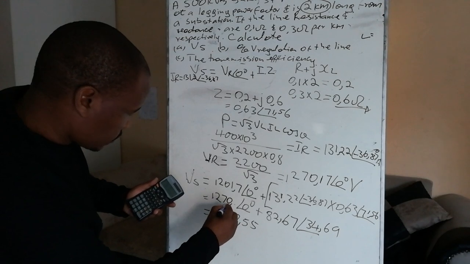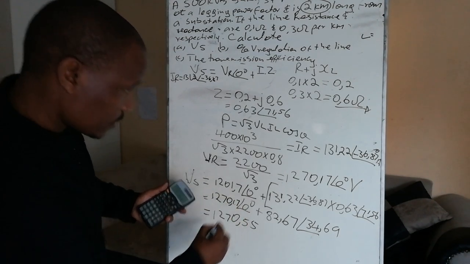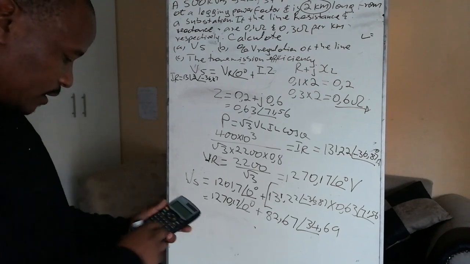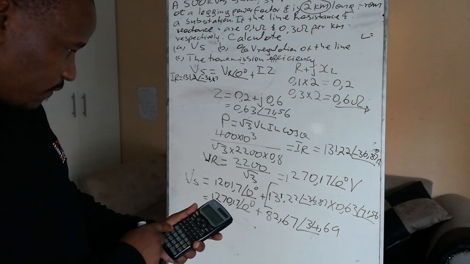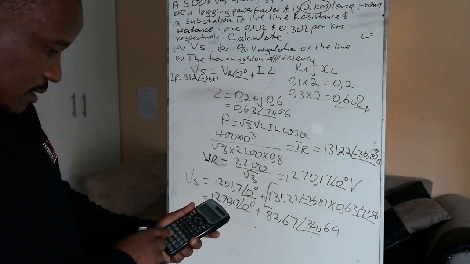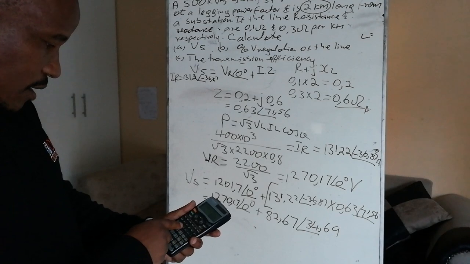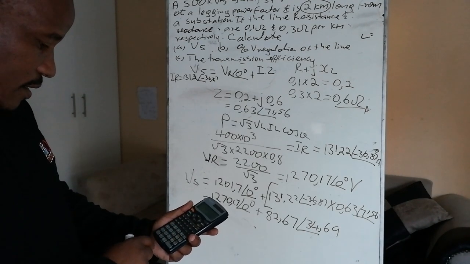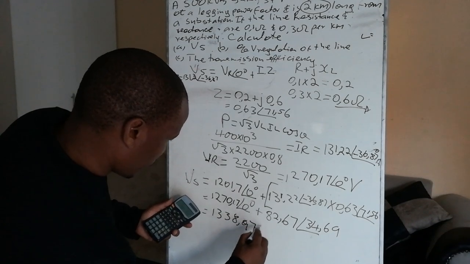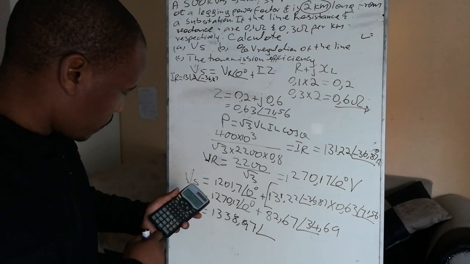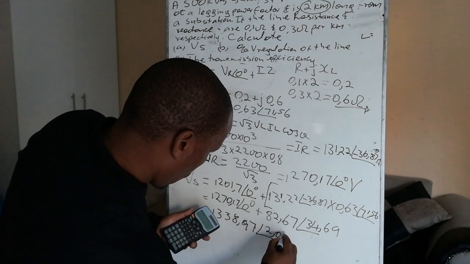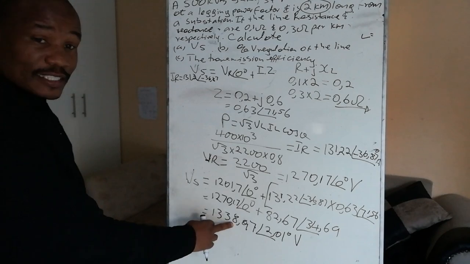It is 1270.17. Oh, I wrote it wrongly then. Okay. It is 1270.17 angle of 0 plus 82.67 angle of 34.69. Answer: it is 1338.97 angle of, what? Second function expansion. Angle of 2.01 degrees volts. This is in phase values.